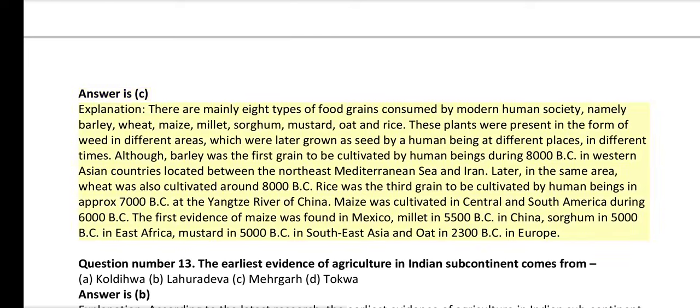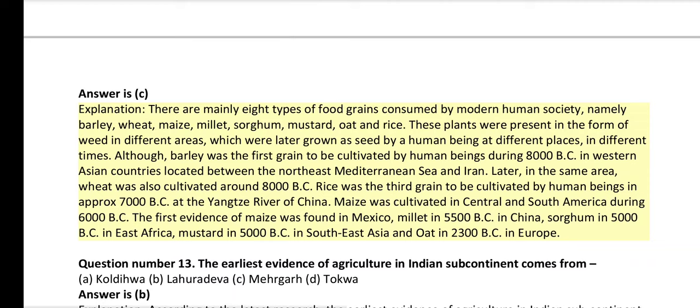Explanation. There are mainly 8 types of food grains consumed by modern human society, namely barley, wheat, maize, millet, sorghum, mustard, oat and rice. These plants were present in the wild form in different areas, which were later grown as seed by human beings at different places, at different times.